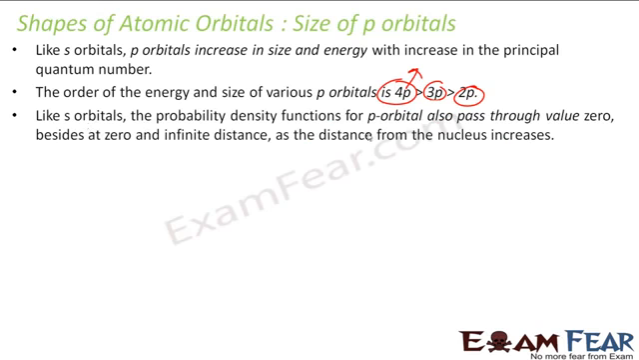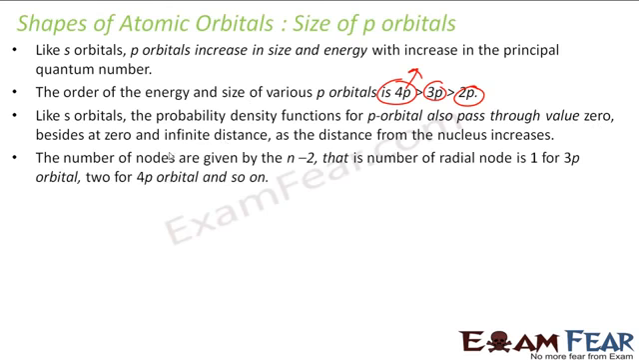Also, the probability density function for p orbitals passes through a value of 0, besides the 0 at infinite distance, and those are called the nodes. The number of radial nodes here is given by n minus 2. Why? Because the general formula was n minus l minus 1. Here l is equal to 1, so this becomes n minus 2. And the number of angular nodes, the general formula being l, here l is equal to 1, so the angular node is 1.